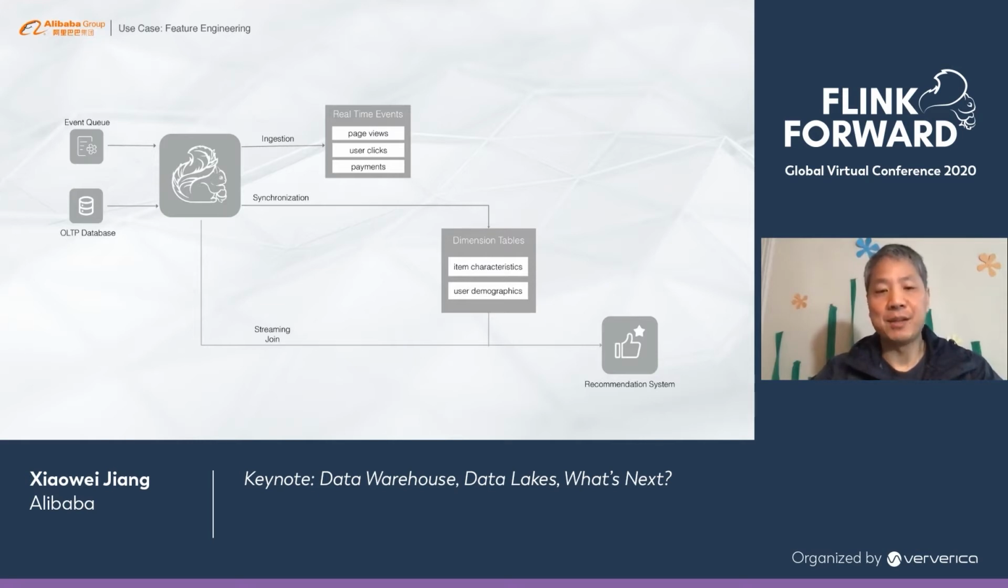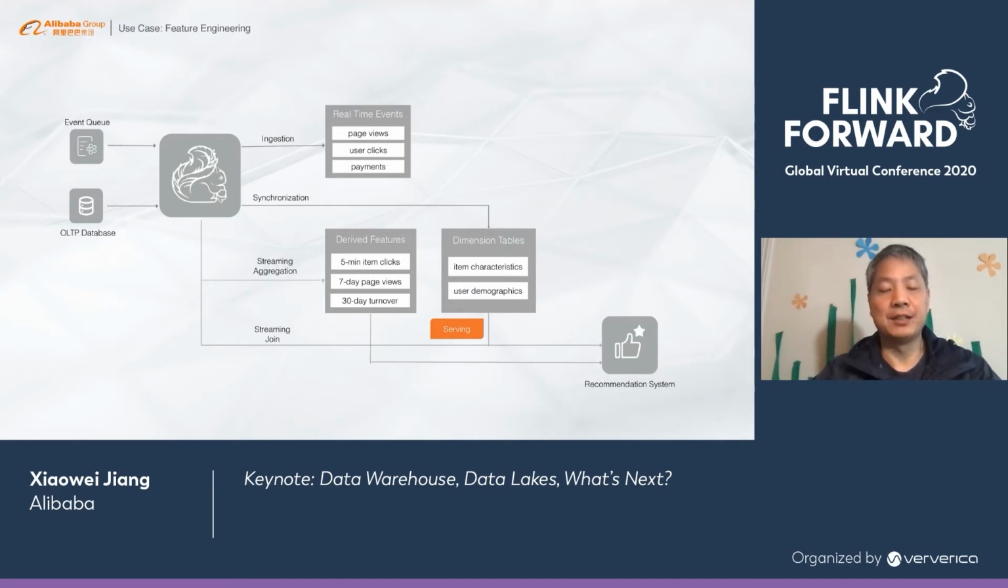In addition to these basic features, our system also employs a large number of derived features, including the number of clicks for an item in the last 5 minutes, the number of page views for the last 7 days, etc. Depending on the time granularity, we may decide to do such aggregations in a streaming fashion using Flink. For example, we can make use of the window aggregation functionality in Flink to do this. If the time granularity is very large, we may also decide to do it in a batch fashion.